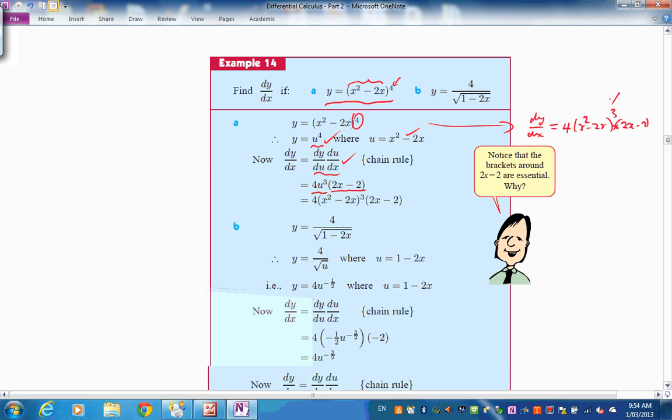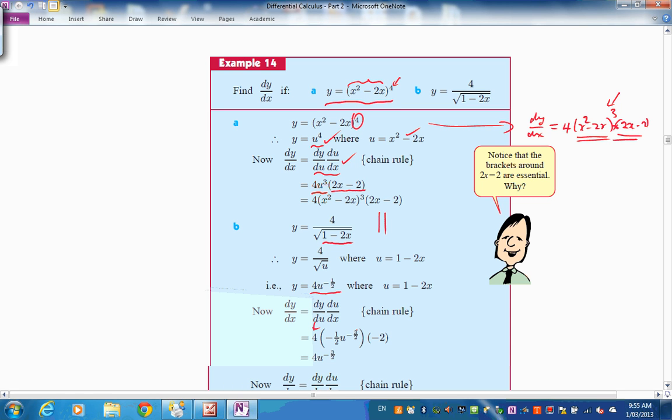So you're doing here the derivative of the fourth power with respect to u, dy by du. You treat this as a variable and don't do anything, and then you do the derivative to that variable. So if we look at the next one here, you've got 4 by 1 take 2x to the negative a half. So you could call u this function in here, and you've got that.